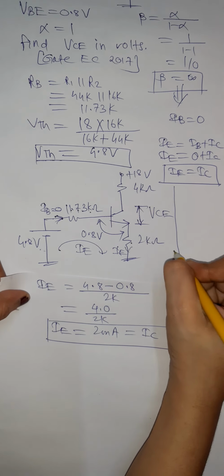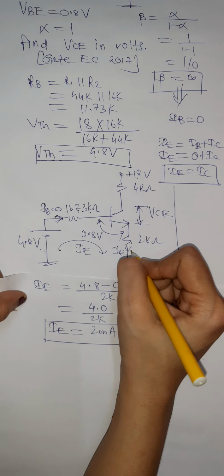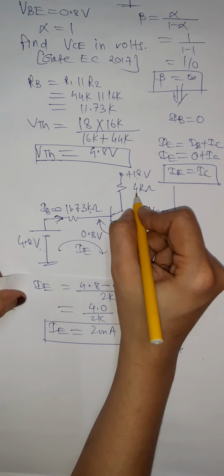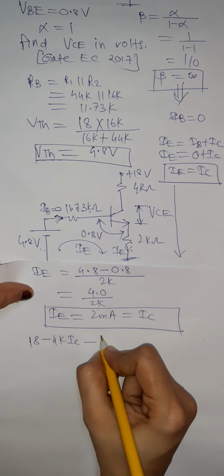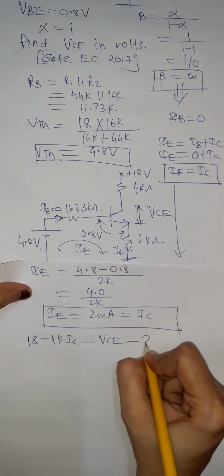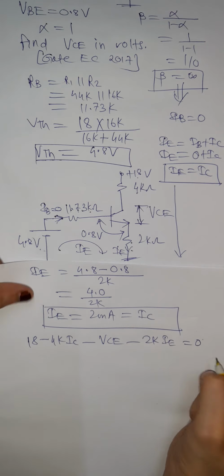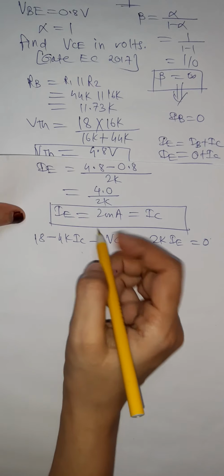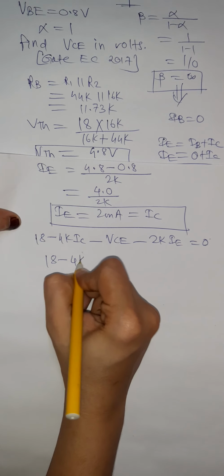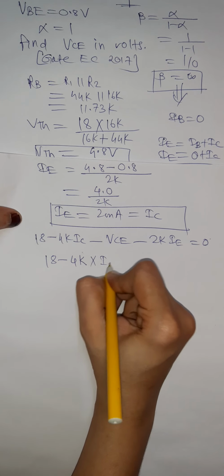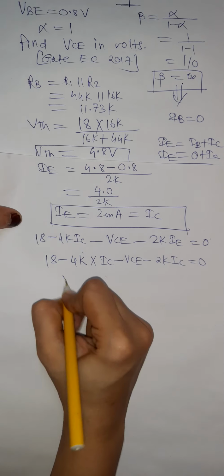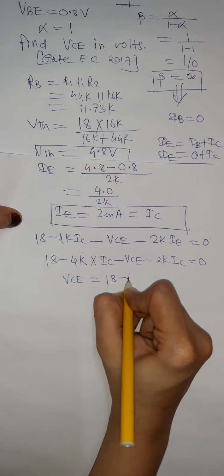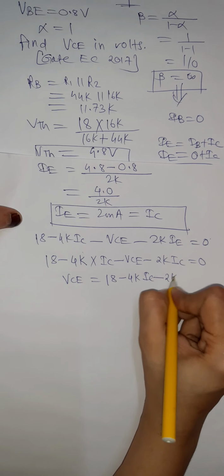Now apply KVL to collector to emitter loop. 18 minus 4K IC minus VCE minus 2K IE is equal to 0. But as here IC is equal to IE, we can write 18 minus 4K into IC minus VCE minus 2K IC is equal to 0. And VCE is equal to 18 minus 4K IC minus 2K IC.